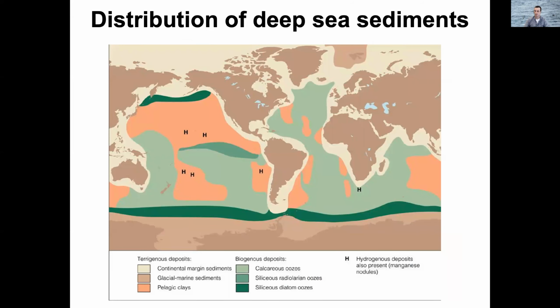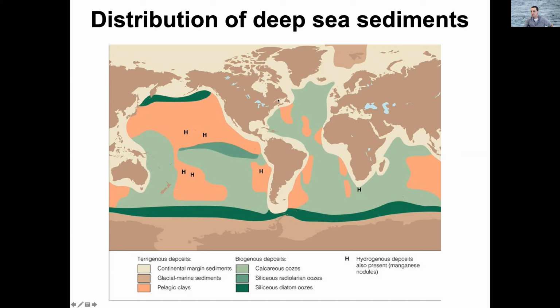So, deep sea sediment distribution. We talked about the terrigenous and biogenous sediments, and this schematic shows where we can find them. We get continental margin sediments, this light taupe color along the margins of continents, and glacial marine sediments in places like Antarctica, where you've got lots of glaciers flowing off into the ocean and depositing sediments. Then pelagic clays, out in the middle of the ocean, where really fine particles eventually settle out into this really fine mud on the bottom of the ocean.